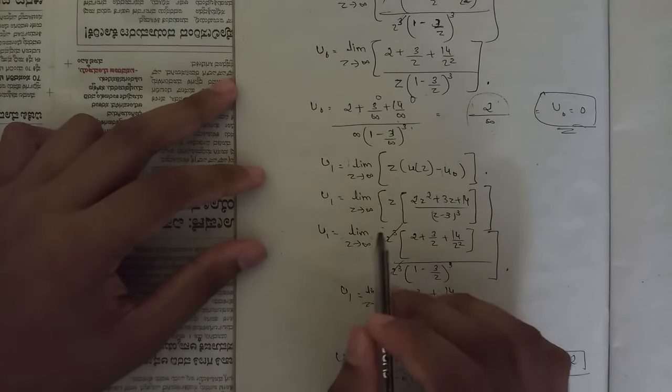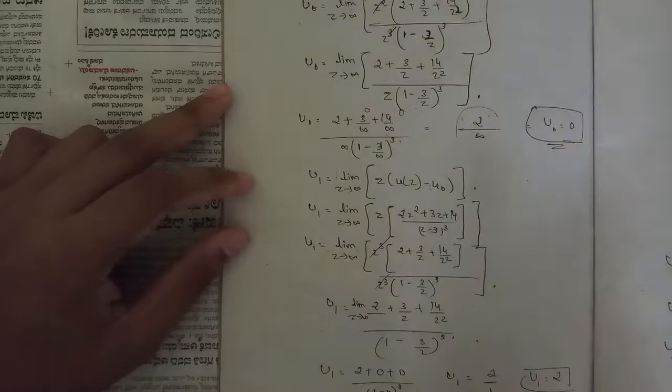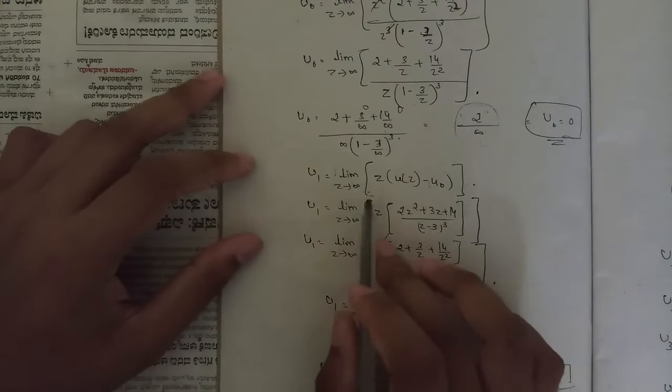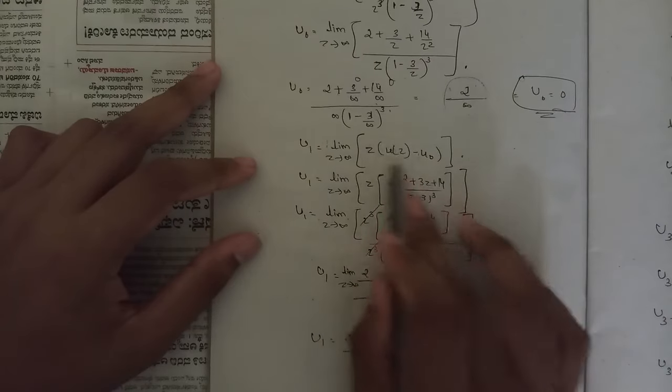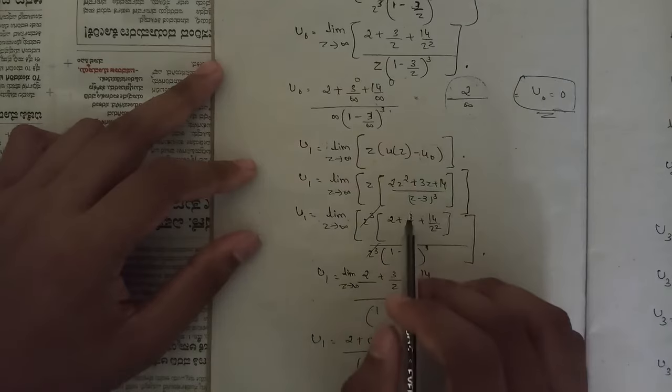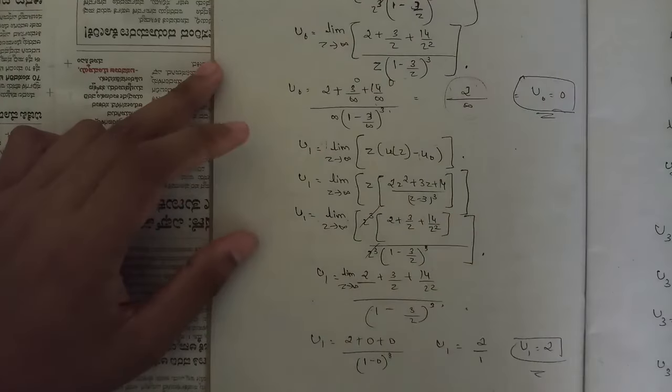u1 is equal to the limit as z tends to infinity of z into u1, which is z into the substituted value of u of z, and u0 is 0, right? So I have not written it again.